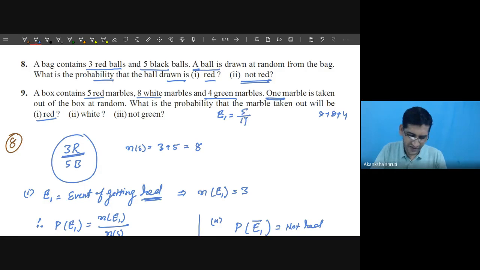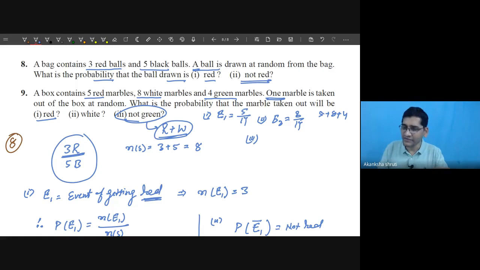So 5 by 17. Probability of getting the second one, E2 as the white, observe the white only. White is 8 by 17. Coming to the third one, not green, means it can be red as well as white. So R plus W, that is one way. For E3, the number of red is 5, and not green means it can be 8 also. So it becomes 13. So P(E3) is 13 by 17. This is your answer.